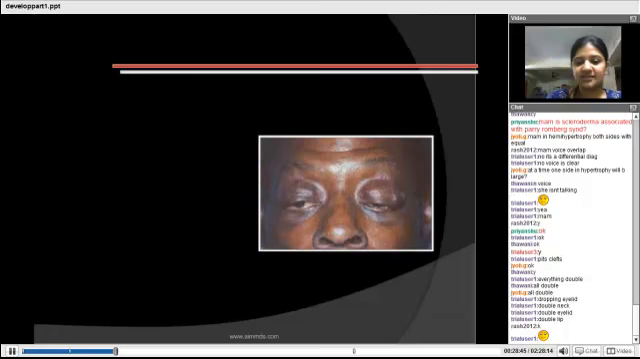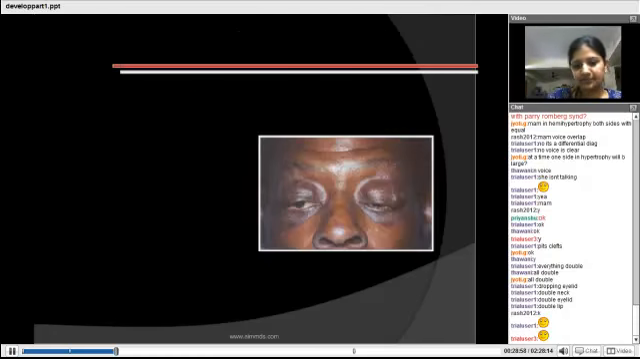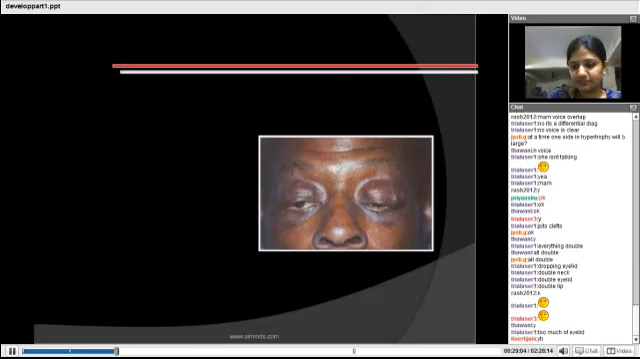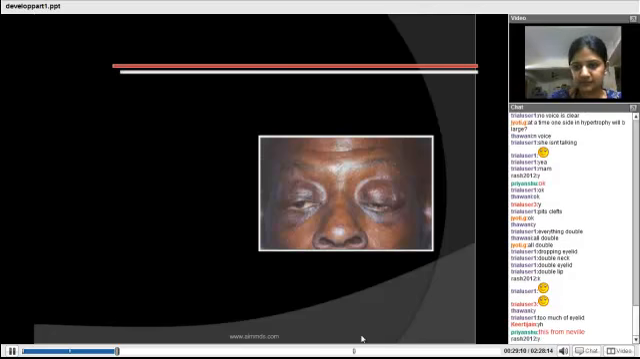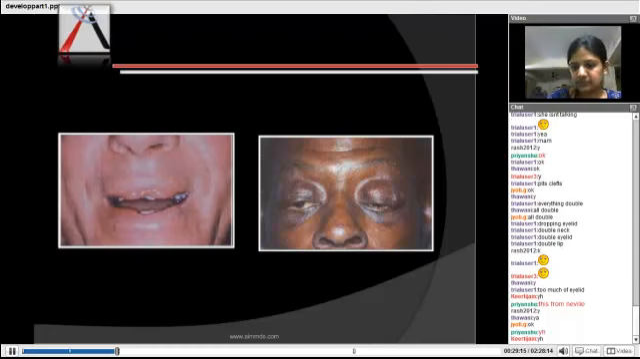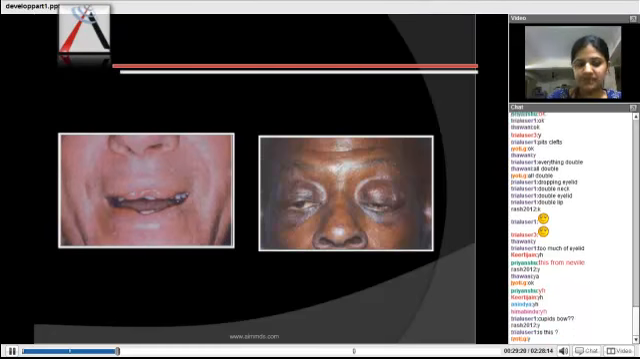Okay, so you can see the diagram. You can see the eyelid. If you see the reason, it's drooping of the skin between the eyebrow and the eyelid. All of you can look into this diagram. This is blepharochelatsis, right? Double lips. All clear in the diagram? You can see the double lip actually forming a cupid's bow there.